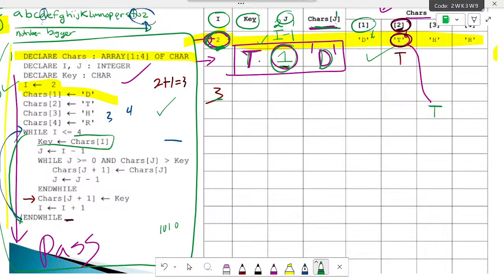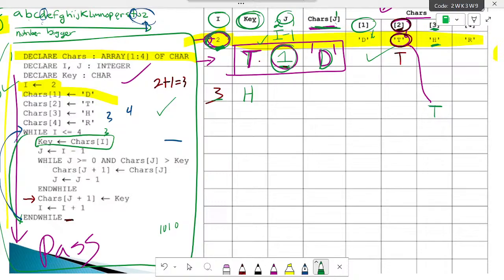Key is equal to what there, Wendy? What do I change key to? Key is equal to char i. I is equal to 3. So what do we save into key? T. Right here, char 3 is h. So what do I put in key? The answer is h. Can you write? Everyone say h. Everyone? No problem?